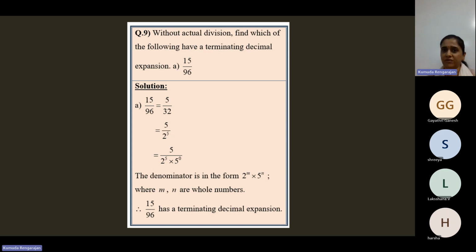So what are the steps? First, simplify. Then, denominator prime factorization. The prime factorization of the denominator should be of the form 2 to the power m into 5 to the power n, where m and n are whole numbers. If it's of that form, then yes, the given expression has a terminating decimal expansion. If not, it has a non-terminating repeating decimal expansion. For example, if the prime factorization of the denominator had a factor like 3 or 7, then it's not of this form. If there were factors other than 2 or 5, then it's not of this form. So in that case, it will have a non-terminating repeating decimal expansion.